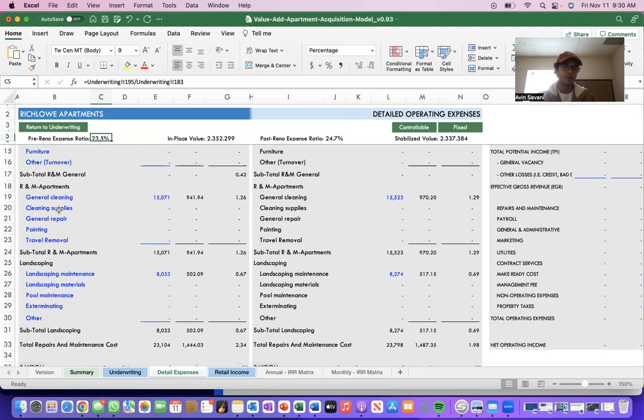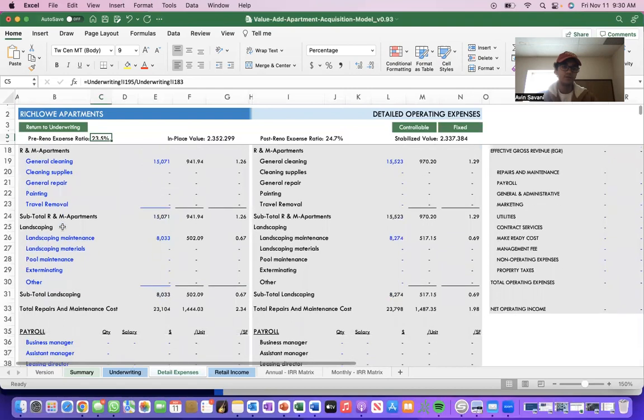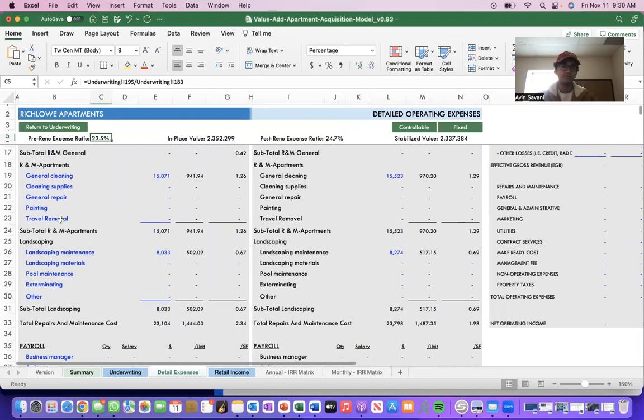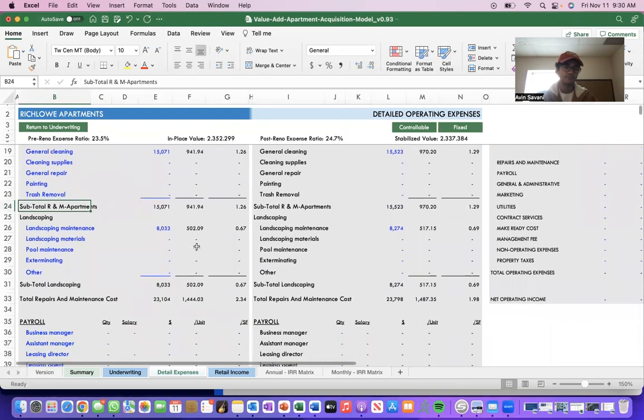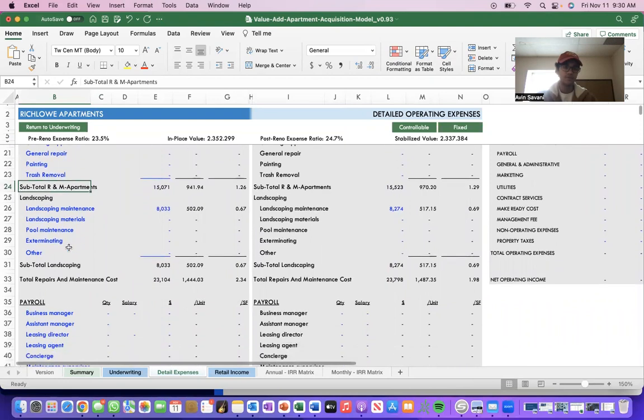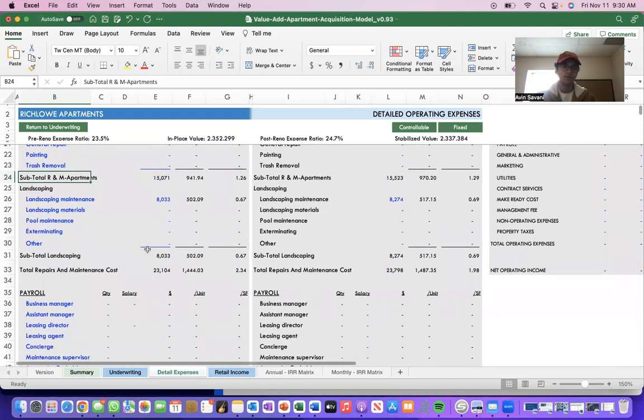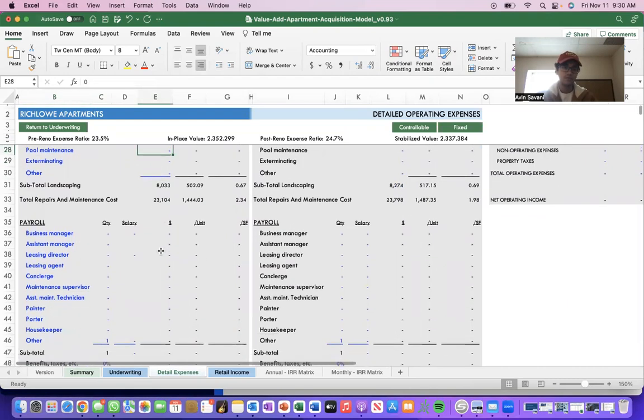Repairs and maintenance of apartments. So you'll have the cleaning supplies, general repair, painting, trash removal, or sorry, travel removal. Travel removal, that's interesting, I think this should just be trash removal. All right, anyways, landscaping maintenance, landscaping materials, pool maintenance, exterminating, other landscaping fees involved. So that's your landscaping budget.